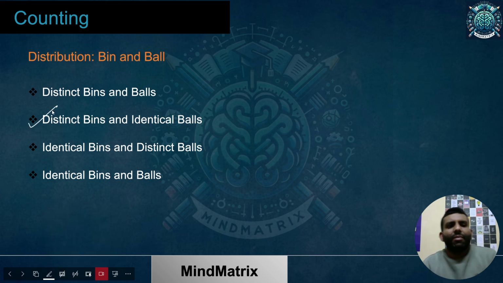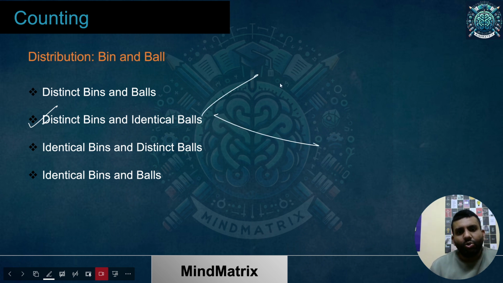Next is, if I'm having distinct bins and identical balls. So now this is similar to the combination with repetition formula we have seen. Just remember, I am reminding you again that N and R may change as per your assumption of what you are taking. So you'll be getting the same formula over here. Now let's talk about this. It is similar. I'll show you how it is similar. So x1 plus x2 plus x3 equals 14. Let's suppose this.